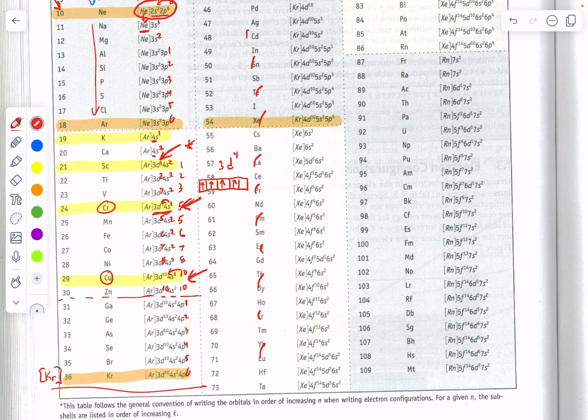But it turns out that by adding 1 more electron here and changing that to a 5, and then the 4s, instead of being a 2, becomes a 1, you'll notice now that you have 1 electron in every orbital. And that is indeed more stable than having 1 orbital empty and another orbital with 2 arrows in it.